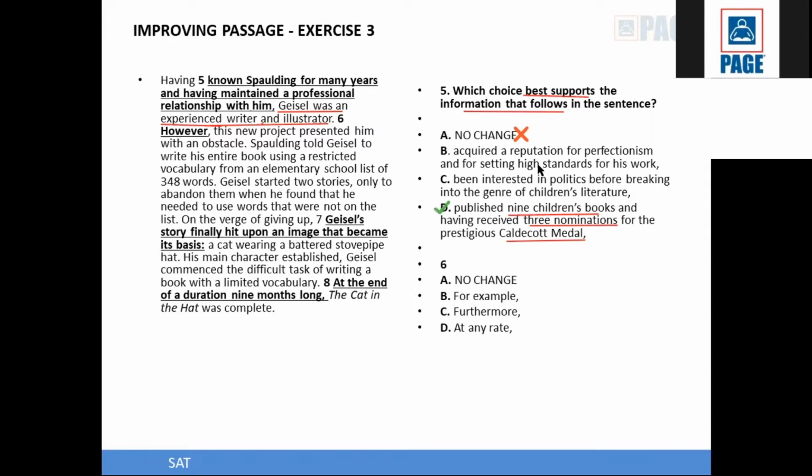It cannot be B. It is not about high standard. If it is standard, why should they say that is a no? It can't be B, because highly experienced means reputation for perfectionism. All experienced people are perfect. That is what you need to ask, because here the sentence says perfectionism. Perfectionism means doing everything in a precise, right way. Setting high standard.